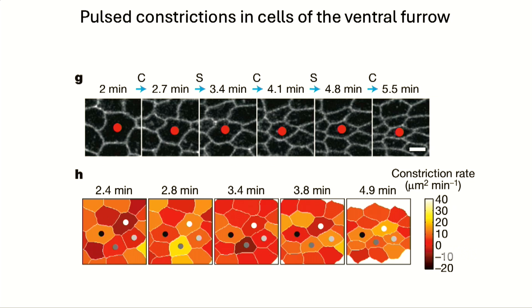Right? And that is the case with all of the cells. They are not all constricting together. They are constricting in their own cycle of constriction and no constriction. And one can do that by following the constriction rate of all of these cells. So that is one point.